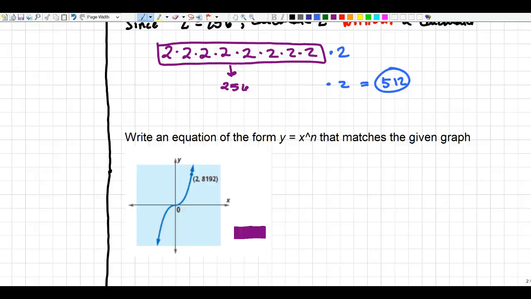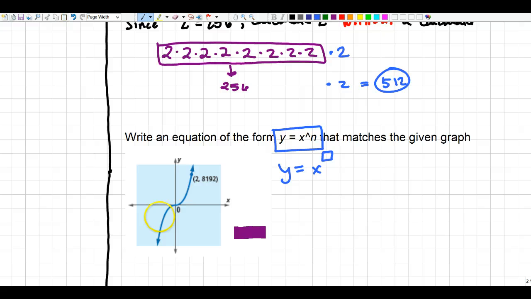One final question that students need to be comfortable doing is taking a graph, utilizing the graph's shape and the one coordinate that's given to try to come up with an equation. So our equation is going to look like y equals x to the n. Our job is to figure out what that power is supposed to be. Every equation has an x and a y in it. So all you have to do is utilize the information given to find what the missing power is.